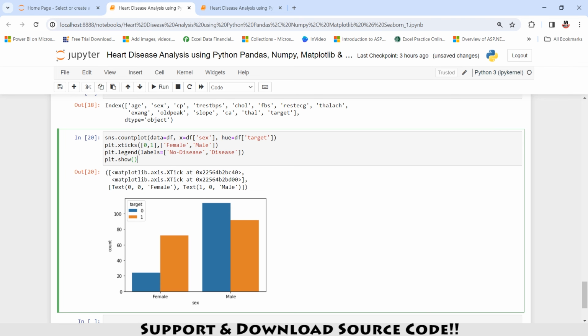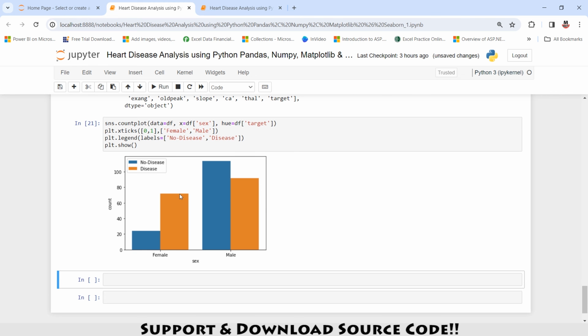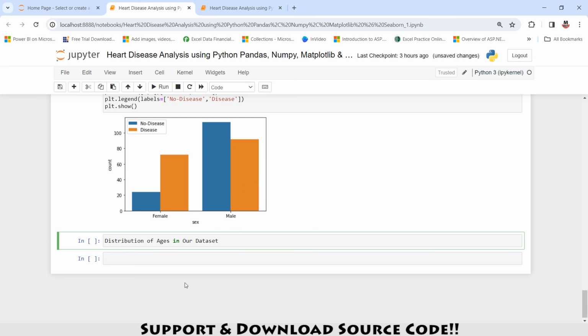Now if I press Shift Enter, this is showing me in simple terms. This graph helps us see the distribution of heart disease among males and females. Basically this is female and this is the segregation of no disease and disease. This is male, no disease and disease. Now we are going to check the age distribution in our data set. From here I will be selecting this heading.